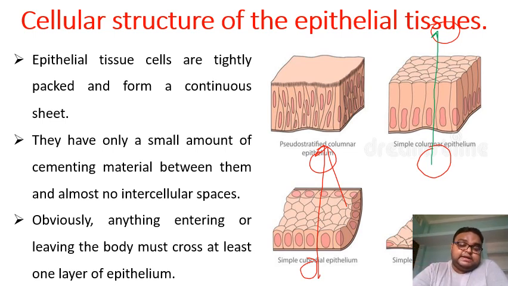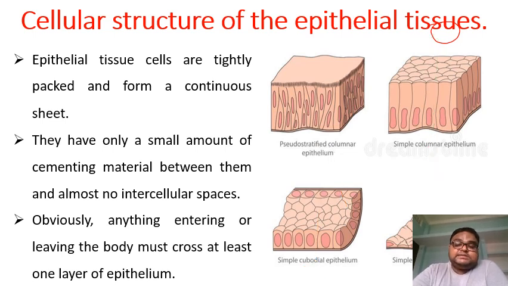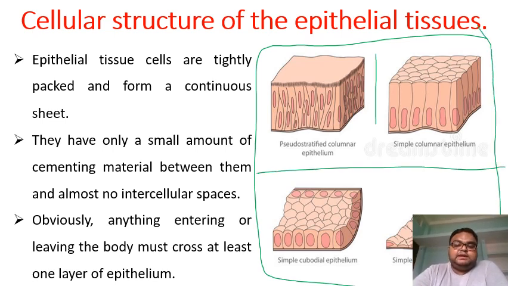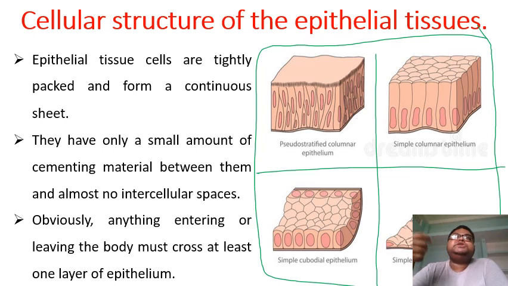Okay, students, so almost anything that is entering or leaving the body must cross at least one layer of the epithelium. We see that there is one outer epithelium and one inner epithelium also. These are four different types of the epithelial tissues. This one is the pseudo-stratified columnar epithelium. So what is pseudo-stratified?